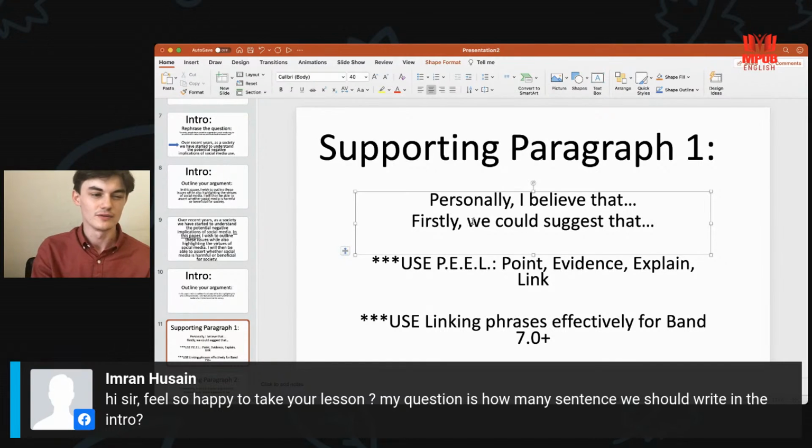You can start off with the good or the bad. I would probably start off with the argument that you don't agree with the most. By that, I mean, if you think social media is really bad, I would probably start with the good points about social media. And then in your second paragraph, you can say, conversely, a lot of people think social media is bad because of this.